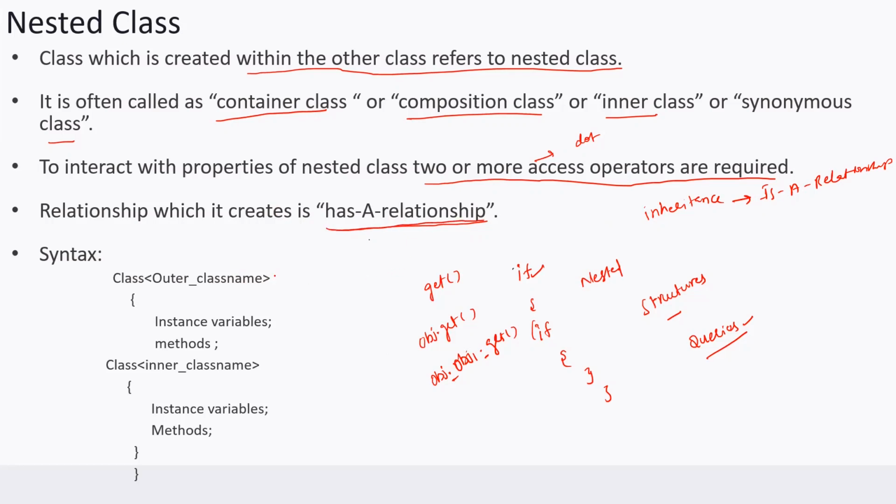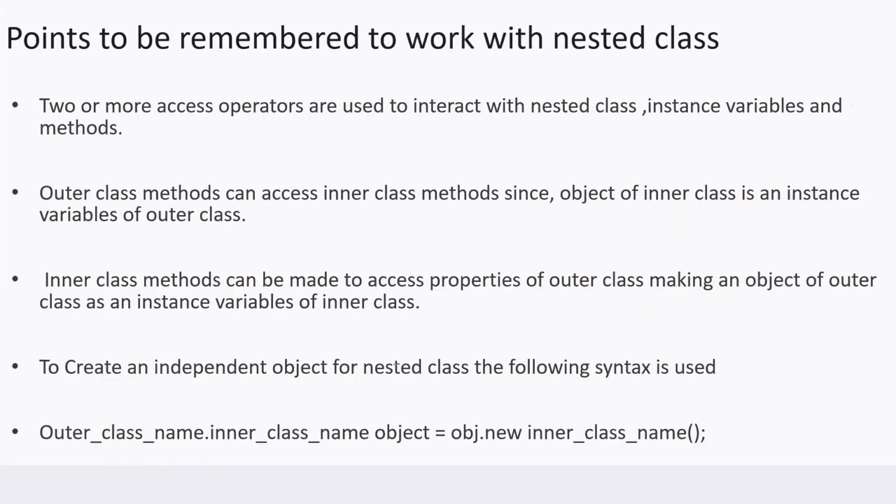Now let us look at the syntax of the nested class. This is class, outer class name. Then in this outer class, you have instance variables and methods. You can see here I've opened the outer class and here I've closed the outer class. So in this outer class, I have declared the inner class. A class which is declared in another class is called your nested class. Hope I'm clear, right?